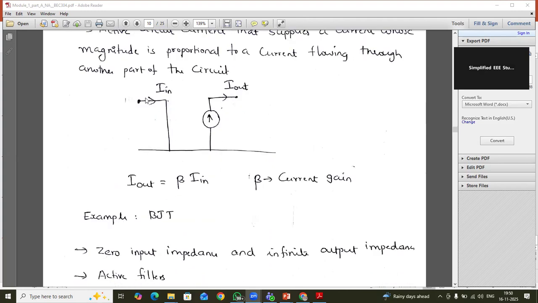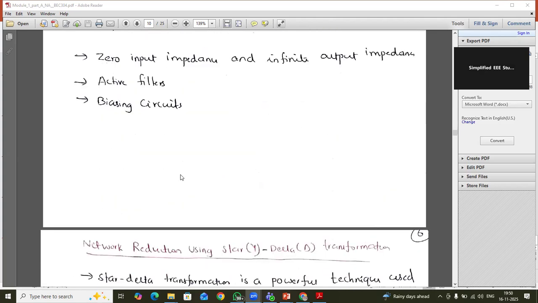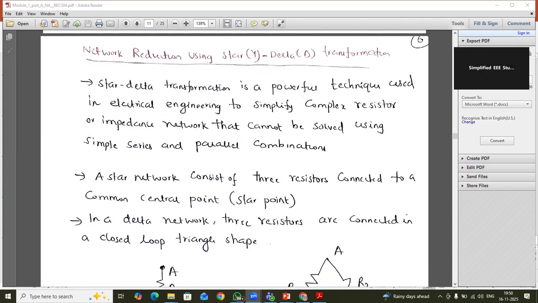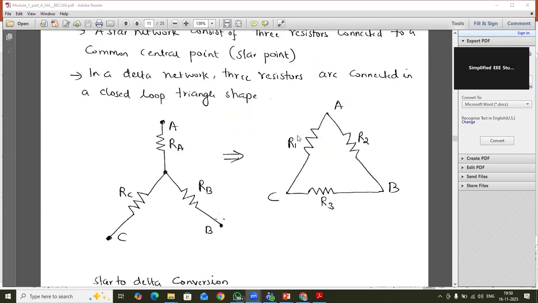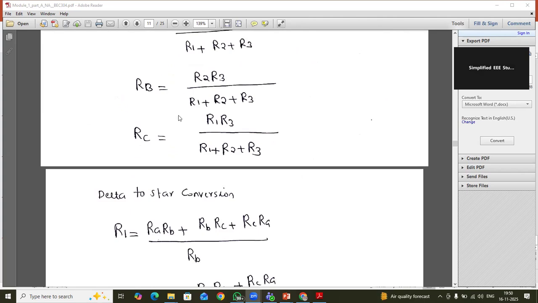So input is current, output is also current. I output is equal to beta into I N, where beta is known as current gain. Best example is BJT. So try to remember those equations. Then star delta transformation. It is very helpful for solving the network to reduce the complex network. So you can convert star into delta and delta into star by using the formula. Please do remember the formulas.